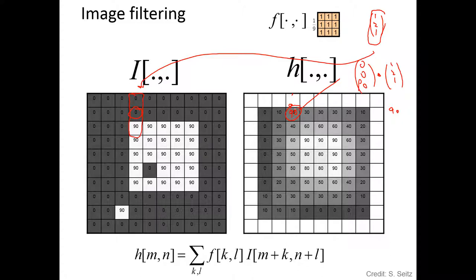Let me give another example. Here, I will have 90 multiplied by 1, and 90 multiplied by 2, and then 90 multiplied by 1, and add them all together. So at this point here it is something like, what's that?